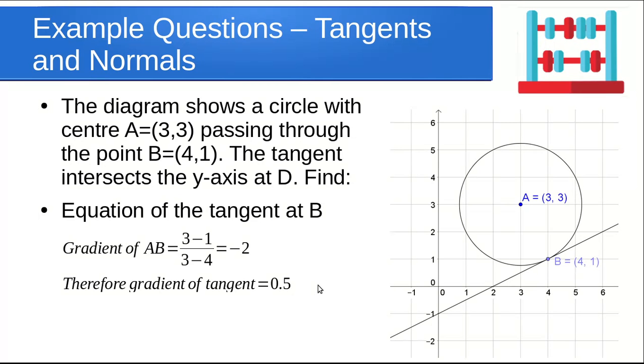Once I've got that, I've got the gradient and I've got a point on the line, so therefore I can use y minus y1 is m times x minus x1, where y1 is 1, x1 is 4, and the gradient is a half. All we need to do then is tidy it up a little bit. I'm going to double both sides, and that leaves me with 2y minus 2 is x minus 4, and then I'm going to add the 2 over, so I get 2y is x minus 2.